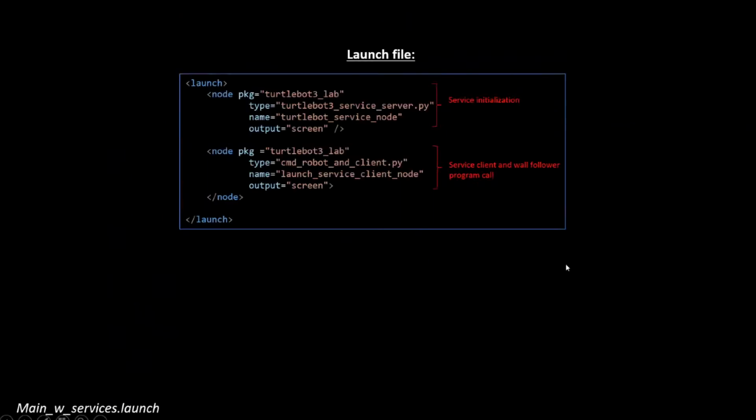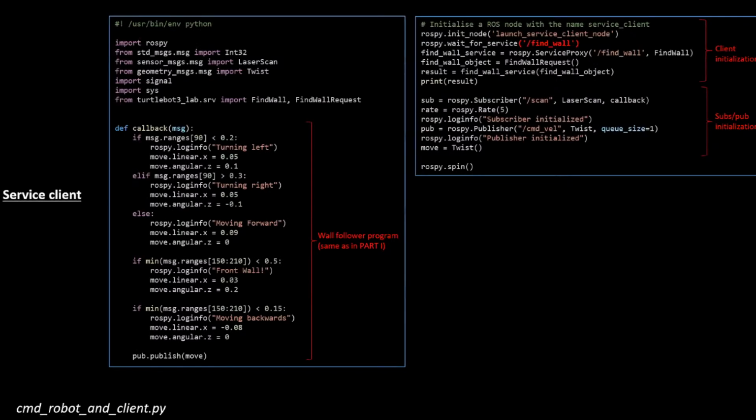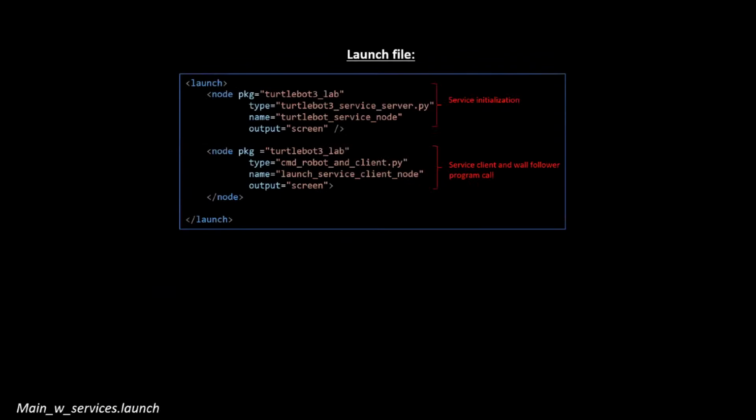to follow the wall. And then finally, the launch file is this. We first initialize the service server, and then we execute the robot client command, which is basically this service client script.